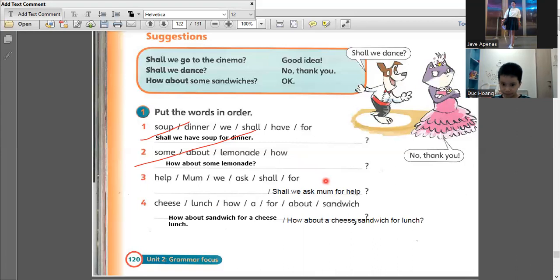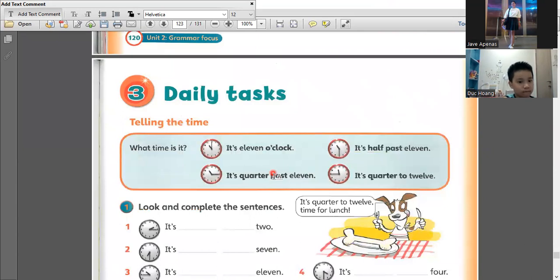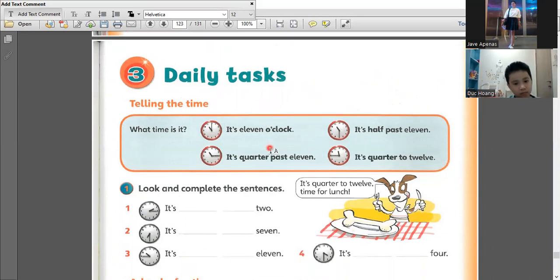Now let's proceed. Okay, we're going to go to the next part. This one. Okay, the daily task. So, telling the time. Remember, you know how to read the time, right? Yes, okay, so let's say, what time is it? So you're going to say, it's, can you read that? Look at the clock settings. What time is it?